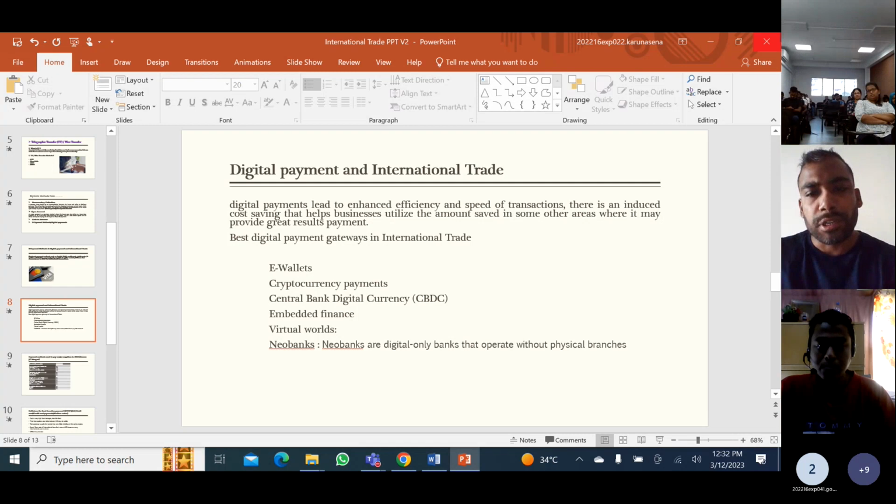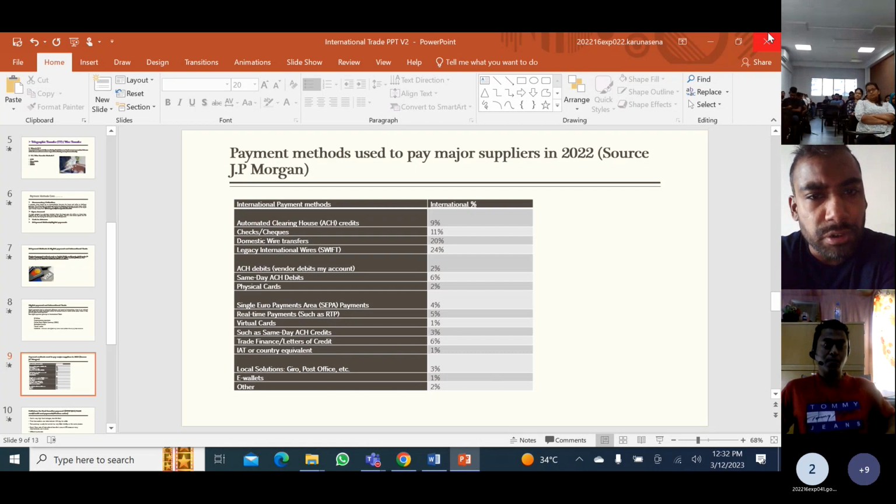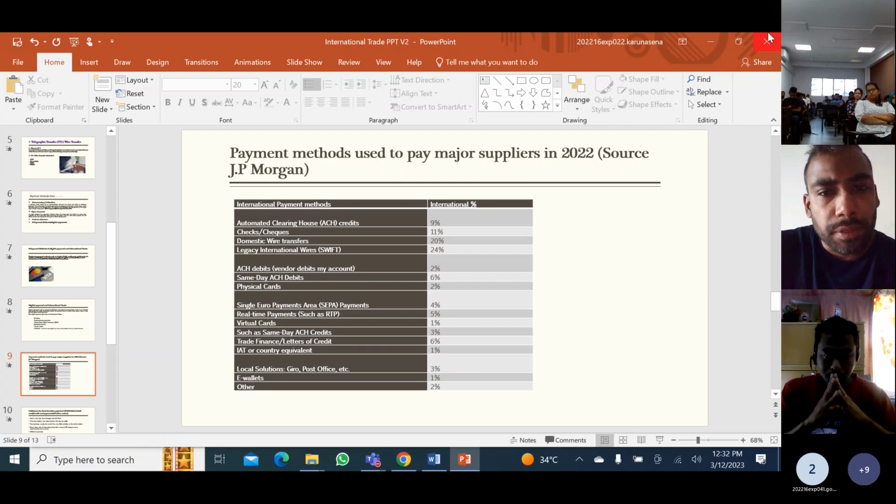So the next point, in the table below, you can see how payments in 2022 were used internationally. The source is JP Morgan. JP Morgan is an American bank and multinational financial service. After looking at this table, you can see that internationally, SWIFT transfers account for 24% of transfers. The other percentages you can go through, and I can share them with you in the WhatsApp group.